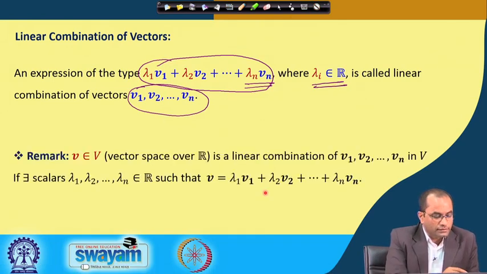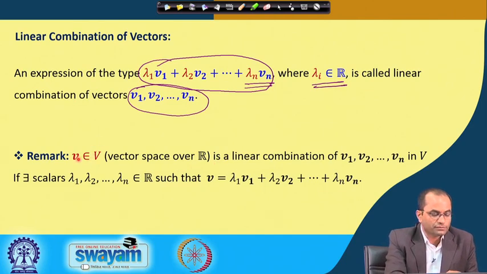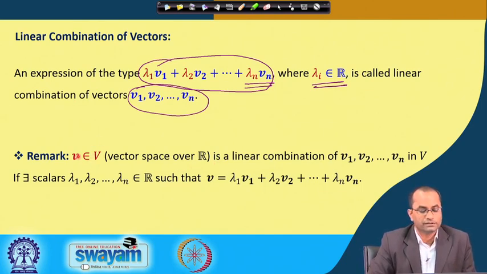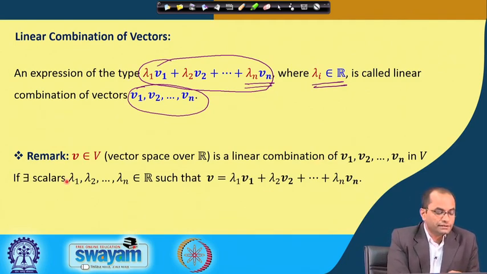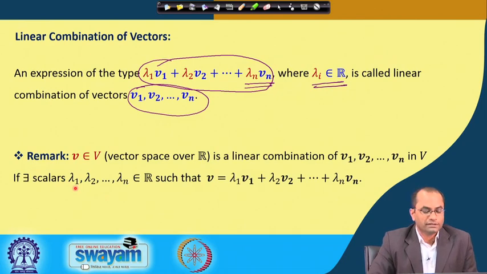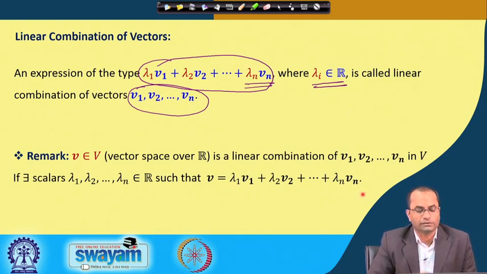And just a short remark here. V belongs to a vector space over R, which is, V is a vector space and small v is an element of this vector space V. This is a linear combination of v 1, v 2, v 3, v n in V. So, these all are vectors in V, and we call this v a linear combination of v 1, v 2, v 3, v n if there exist scalars lambda 1, lambda 2, lambda 3, lambda n, and they belong to R because these are the scalars, such that we can write down this v, the given v, as a linear combination of the others.